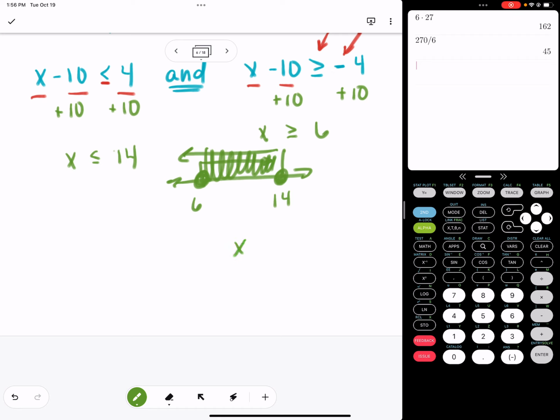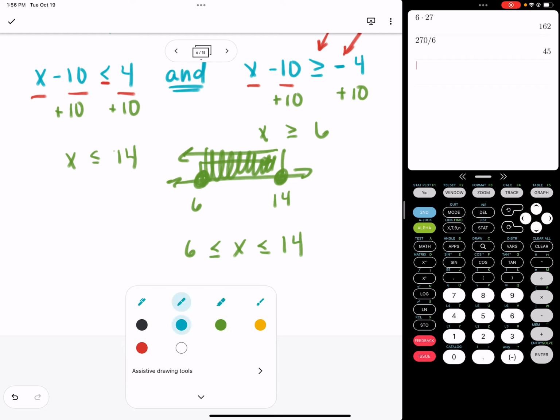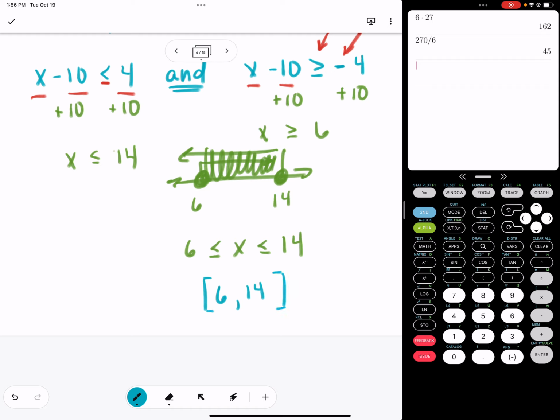Inequality notation looks like this. X is trapped between the 6 and the 14. Interval notation looks like this. It goes from low number to high number, 6 to 14. It includes the 6 and it includes the 14. So the top one is inequality notation. Bottom one is interval. They both tell the same thing, just different ways to express our answer.